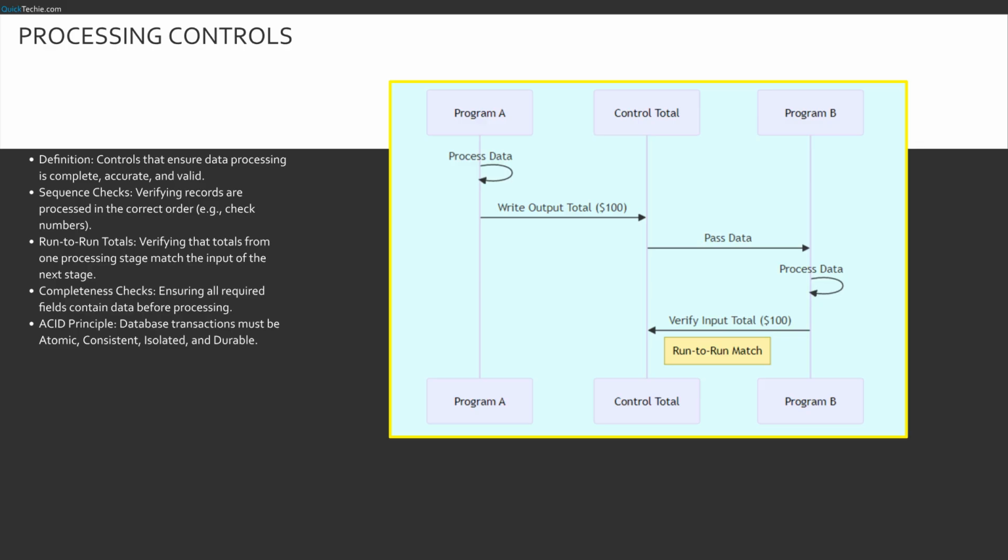This ensures that a crashed system doesn't leave half-finished transactions in the database. This sequence diagram shows run-to-run totals. Program A processes data and writes an output total of $100 to the control file. It passes the data to Program B.